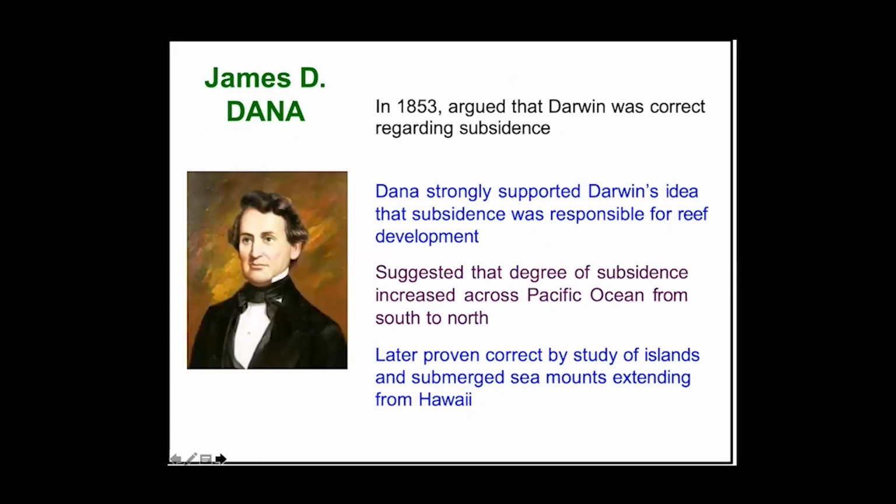James Dana in 1853 argued that Darwin was correct, supporting Darwin's idea that subsidence was the key behind this.